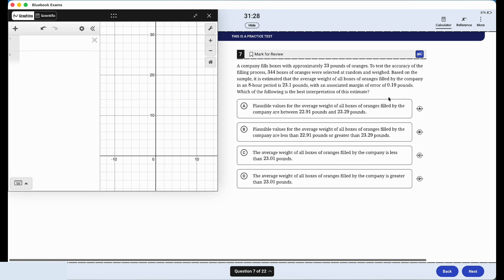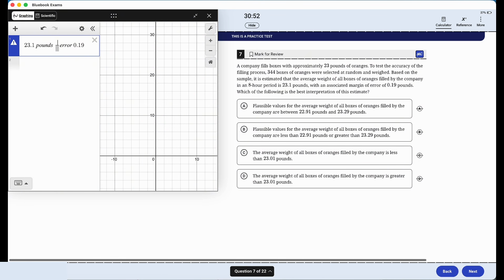Next one, a company fills boxes with 23 pounds of oranges. To test the accuracy of the filling process, 344 boxes of oranges were selected at random and weighed. Based on this sample, it is estimated the average weight of all the boxes is 23.1 pounds with an associated margin of error of 0.19 pounds. So this comes from statistics. It's a pretty simple idea. You may not have seen it though, so you got to know it. Margin of error is kind of what it sounds like. Error is just how much something could be incorrect by. So we weighed these boxes and we got 23.1 pounds, but we have an error of 0.19 pounds.